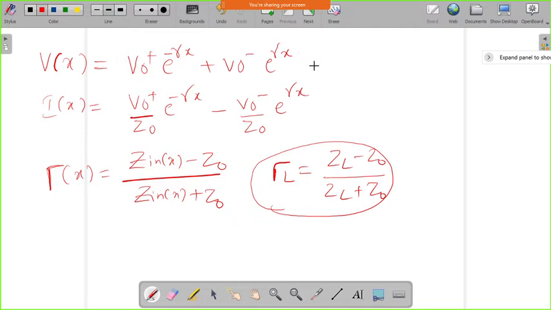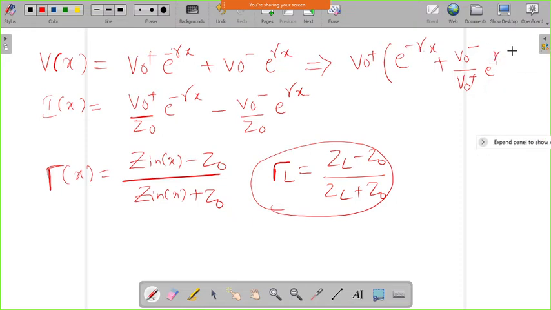Okay, in this equation you can derive this. You can take V naught plus common, so e power minus gamma x plus V naught minus by V naught plus into e power plus gamma x. If I put x equal to 0, this is at the load end, so we can write it as gamma L. Now this is with respect to impedance, so we will also derive this.